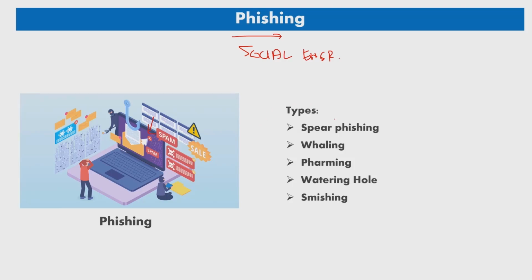There are actually different types of phishing, right? So we have a couple here, which includes spear phishing, whaling, pharming, watering hole, and smishing. So as part of the CCNP Core review, you have the opportunity to at least research all of these terms and be familiar with what they do and what the differences are as well. Okay.